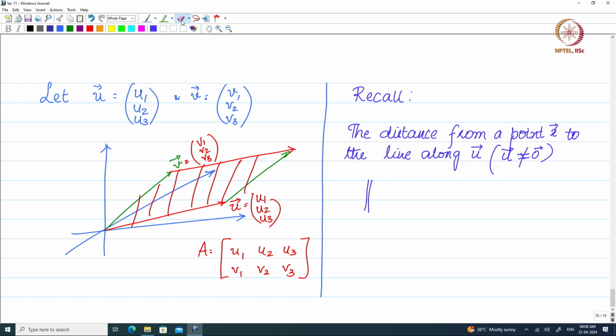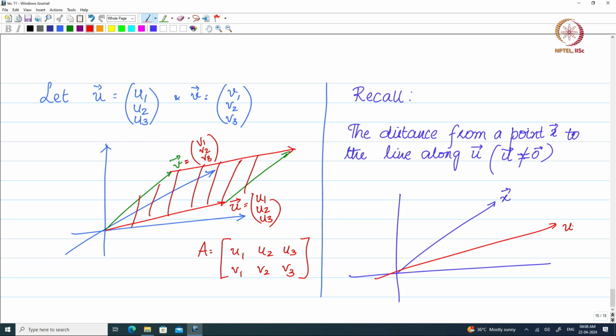So, let us look at this again geometrically, we will be able to understand. So, we had this vector x and we had this vector which is say u. Now, we said that this is basically the line passing through the origin and along the direction of u. Let me call that line L. Now, what I wanted to find out was the distance from this point x to this line which is passing through the origin and in the direction of u. This is what I want to find out.